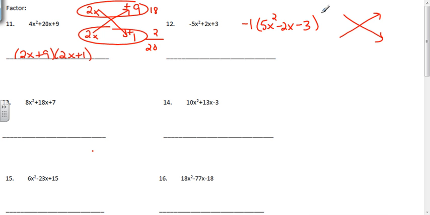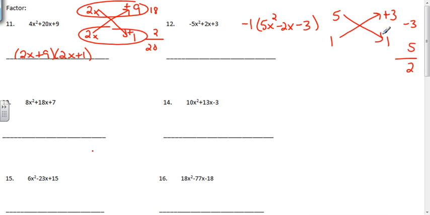So the only thing I can multiply to get 5 is 5 times 1. Then I have to multiply to get a negative 3. Well, maybe I could try a negative 3 and a positive 1. So that would be 5. That would be negative 3. That adds up to positive 2. So I'm close. Let's switch the signs.